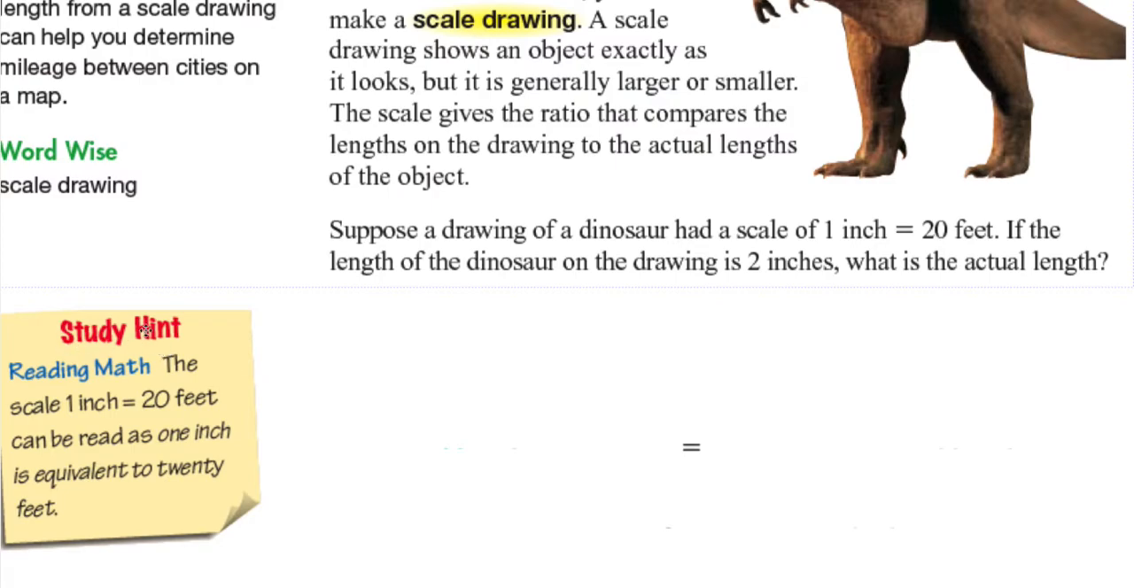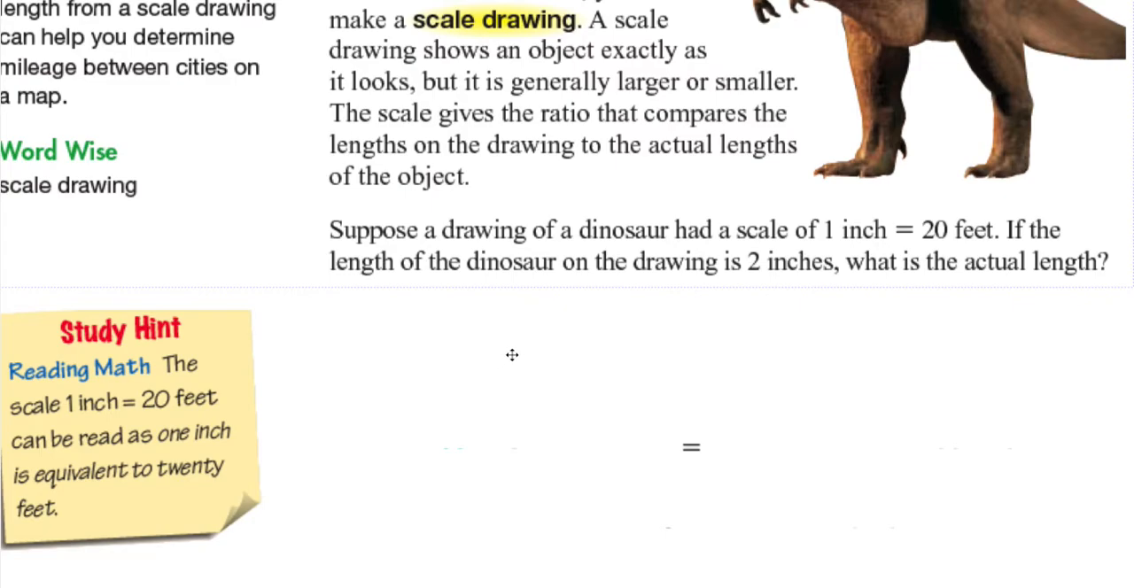Okay, now let's take a look at this study hint. Reading math: the scale 1 inch to 20 feet can be read as 1 inch is equivalent to 20 feet. So that's another way of looking at it, so that for every inch, the equivalent length of every inch is 20 feet. And let's see how we can do this.